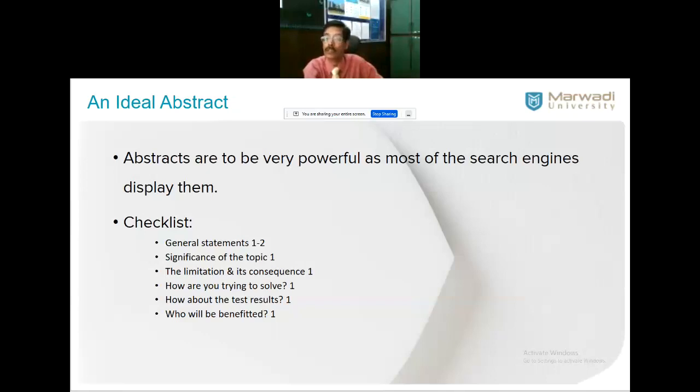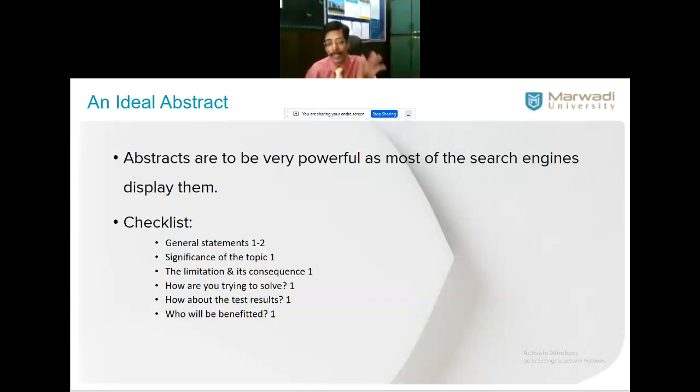How are you trying to solve this? I'm using this particular method to solve the issue. How about the test result? When I compared my result with the existing method, we got significant improvement. That is enough. Don't say too much about your work. We found some significant improvements in our proposed work. Who will get benefited? We believe that. Don't make any strong statement like these people will be benefited. No, we hopefully believe that the cyber researchers or academicians will benefit from this work, or solution providers will benefit from this research.